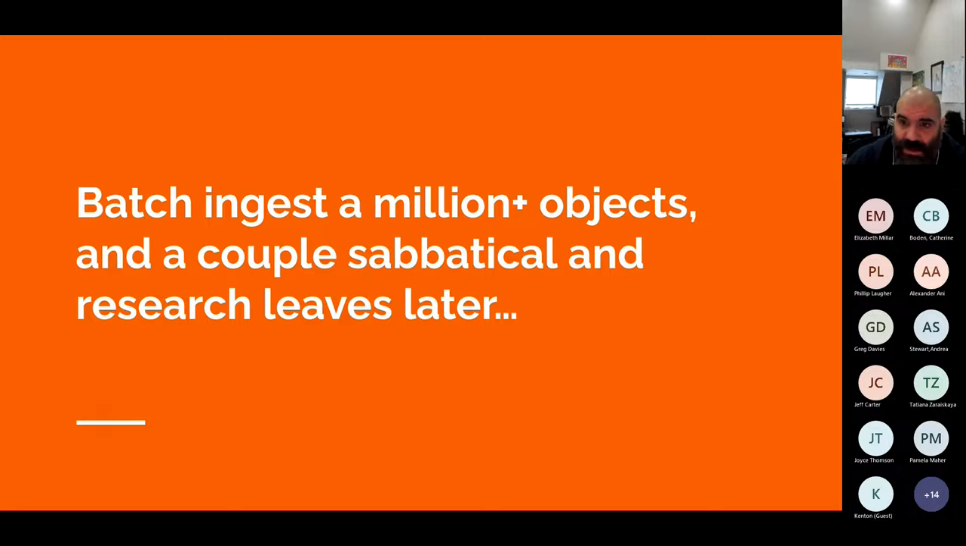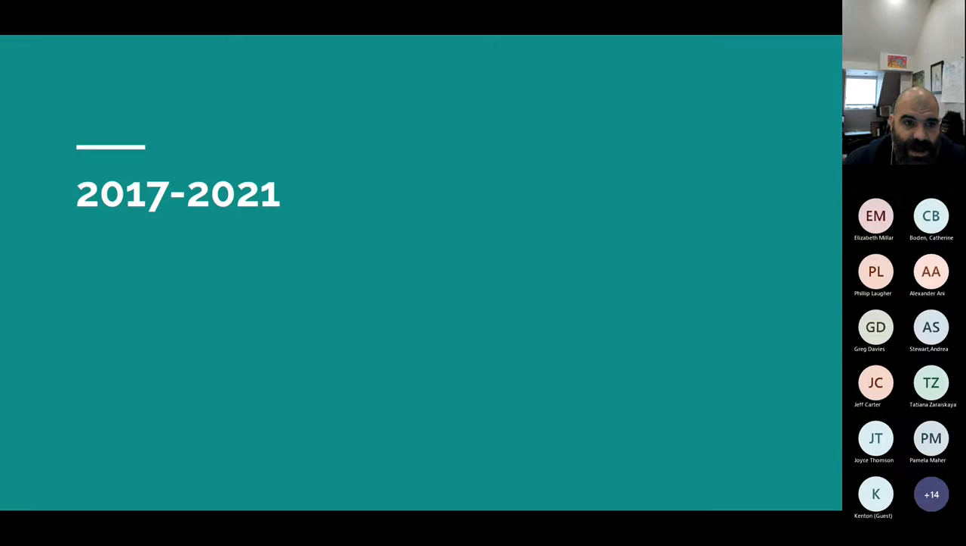So we batch ingested a million or so objects over a couple of years, and then myself and a couple of my colleagues went on sabbatical and research leaves, that core group of three people. One of the things I'm teasing out here, and there are probably a lot of red flags I hope people are noticing, is: does a digital preservation program work with three or four people, sabbaticals, research leaves, organizational moves, and one person, me, who is in charge of all of this, just disappearing for 5 years on sabbatical and research leaves? So what happens when some core people are away?